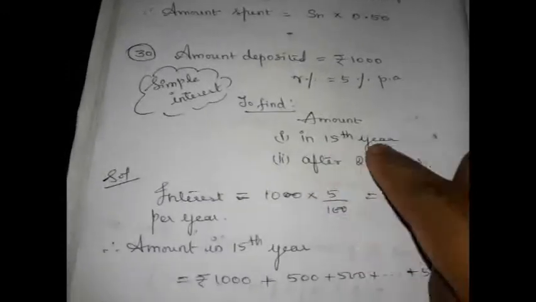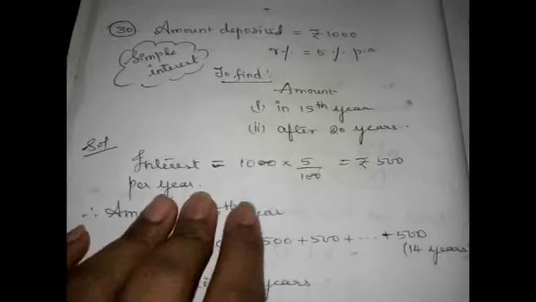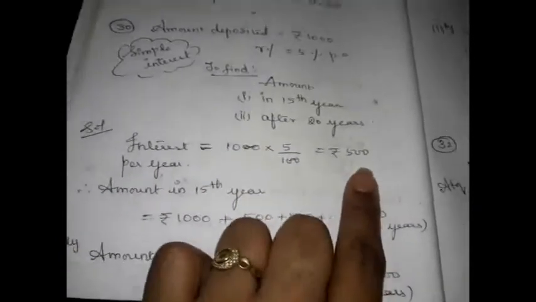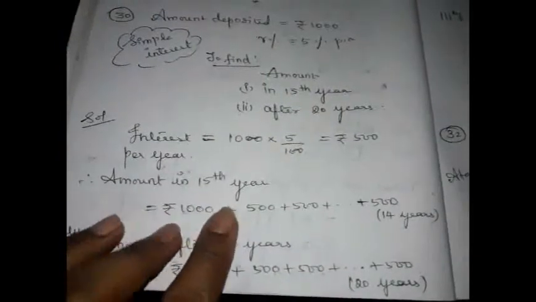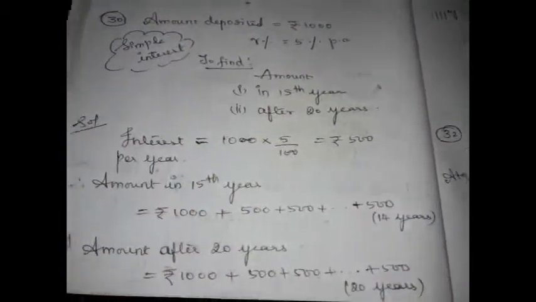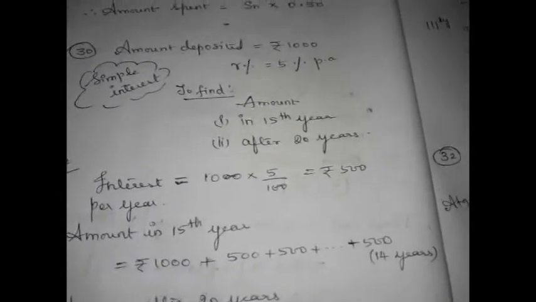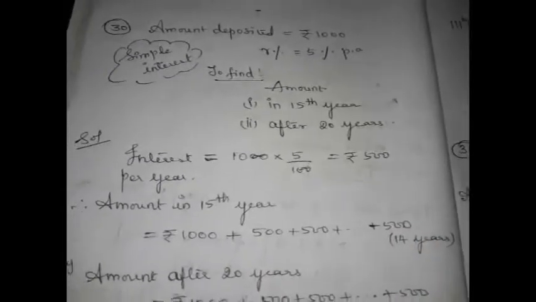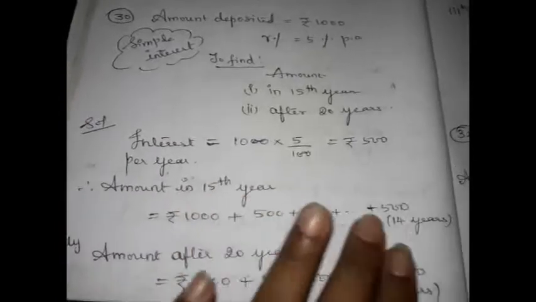So we need to find the amount in the 15th year and after 20 years. The interest per year is going to be the amount into 5%, so it is going to be rupees 500. So the amount in the 15th year is going to be the principal amount plus 500 for 14 years, because we are in the 15th year. So in the 15th year they will get this much amount.